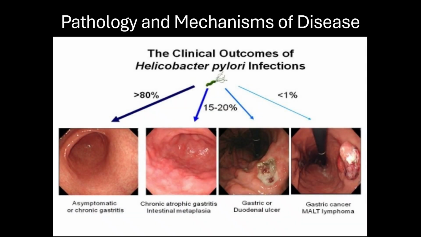This slide provides an endoscopic view of the clinical outcomes associated with H. pylori infection. More than 80% of infected individuals have asymptomatic or chronic gastritis. About 15 to 20% develop peptic ulcers, and less than 1% progress to gastric cancer or MALT lymphoma. These outcomes depend on factors like bacterial virulence, the host immune response, and environmental influences.